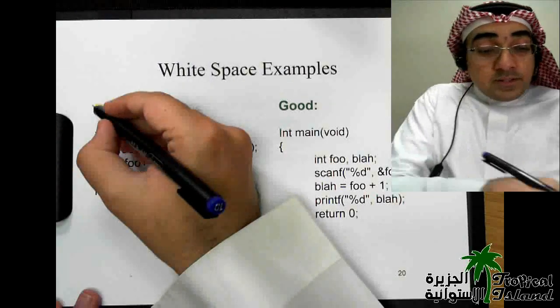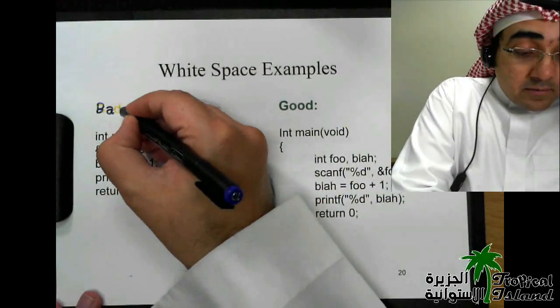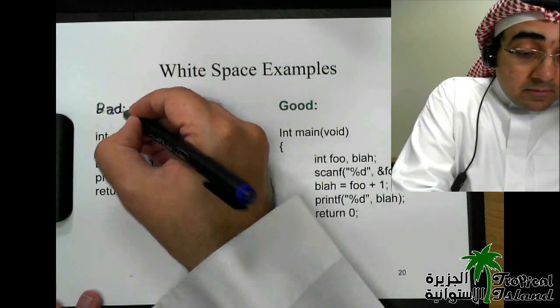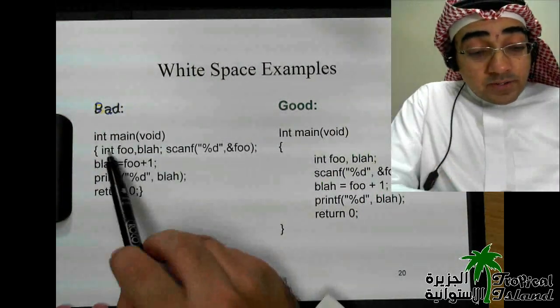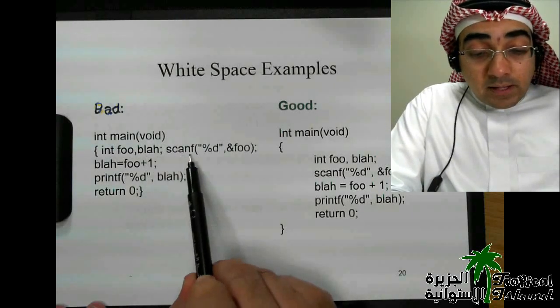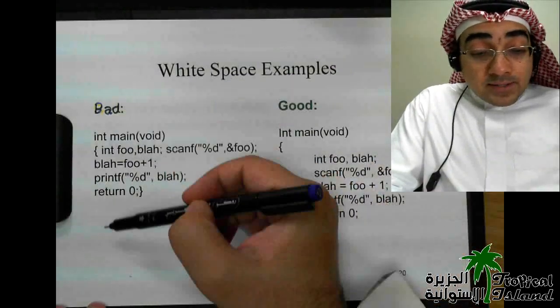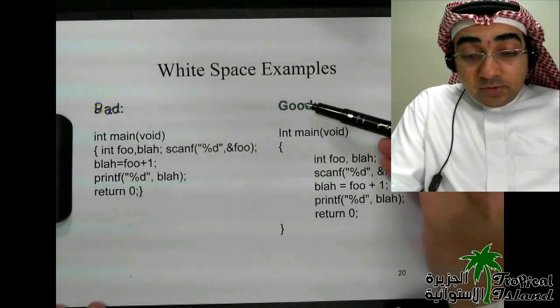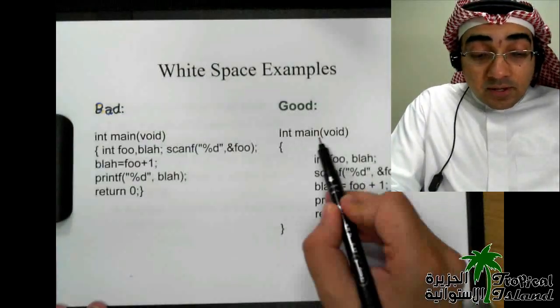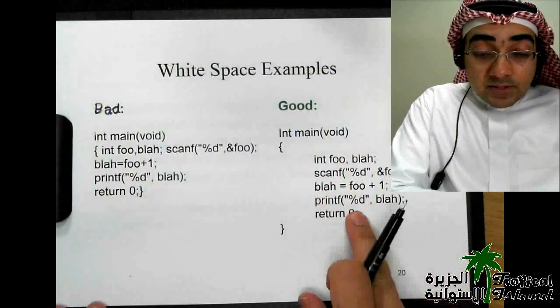So this is a bad program, and I'm going to write "bad" on top of it so you can actually see it. This is an int main void, int foo, blah, scanf, and this is very bad code. Whereas the same code written over here is good code. You can see you have the int main void, and you have the function. This is the same function written over here.